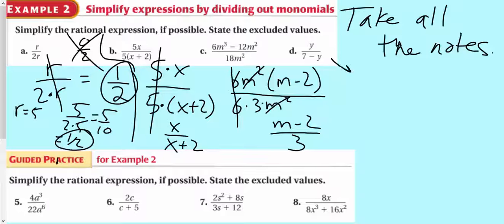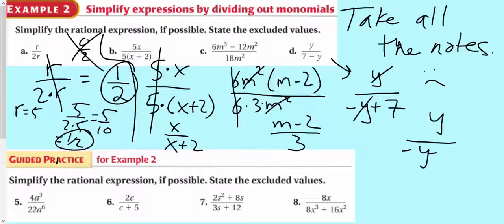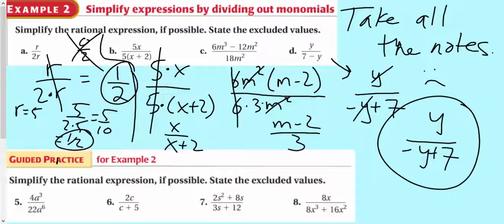All right, this one right here, we have y over, and what I'm going to recommend is you always put the variable in the front. So if it's 7 minus y, I'm going to switch that around to negative y plus 7. Now again, do not do that. That's sad, you cannot do that. It's y over negative y plus 7. There's nothing to reduce there. So don't do this.